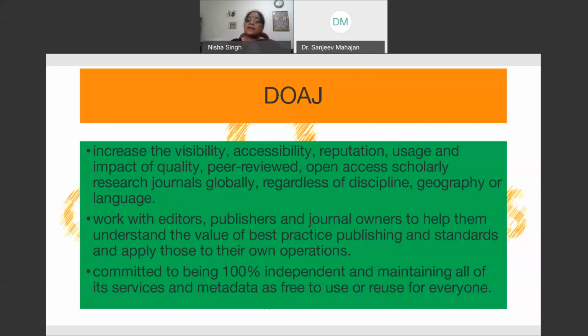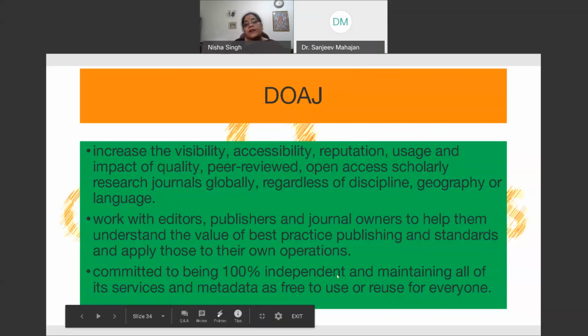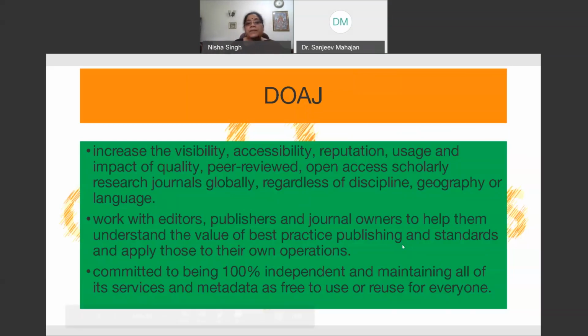Then open access scholarly research articles, then it works with editors, publishers, journal owners, so that knowledge is open, and it is committed to being 100% independent in maintaining all its services and metadata as free to use and reuse. That means they will never lock their house against you. They want to say their doors will always be open for your research.